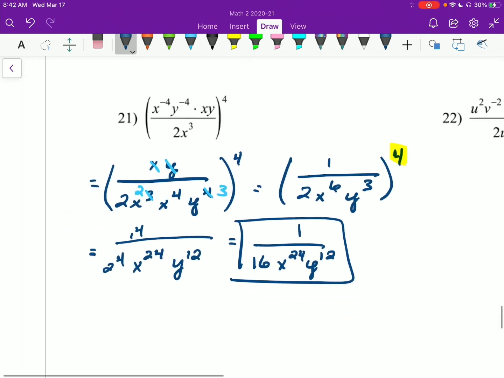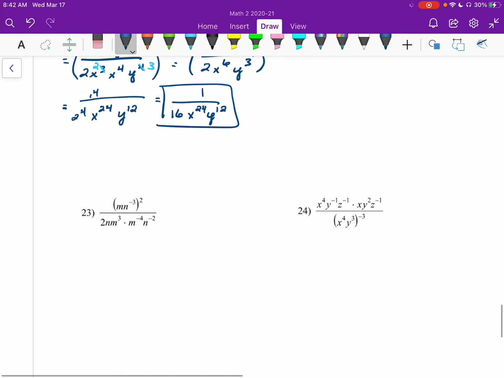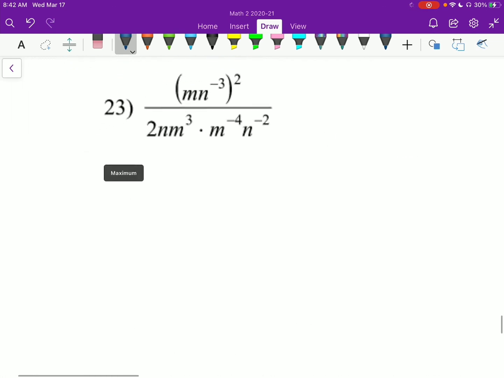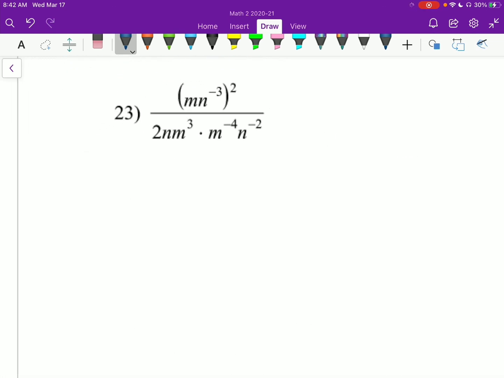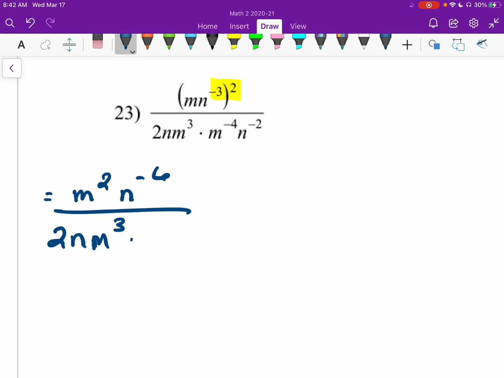Alrighty, there we are. Let's do maybe one more. We'll do 2 more. We'll do number 23 and 24. Now, we could deal with our negative exponents first, but instead, I think I'm going to distribute the 2 on top. I'm going to take care of those two together. So this will turn into m squared n to the negative 6th over 2n, m cubed, oops, m to the negative 4th, n to the negative 2.